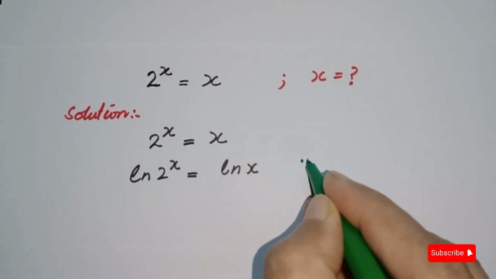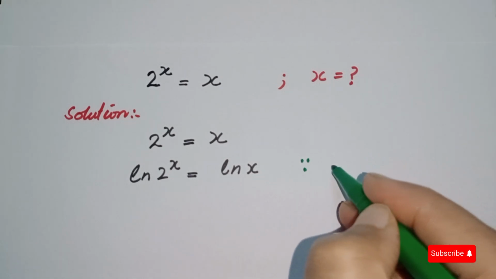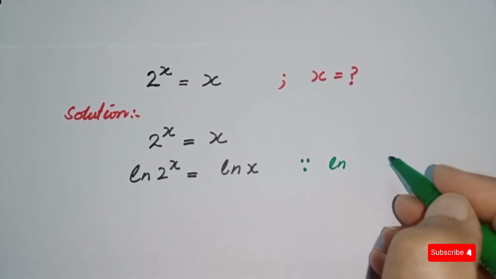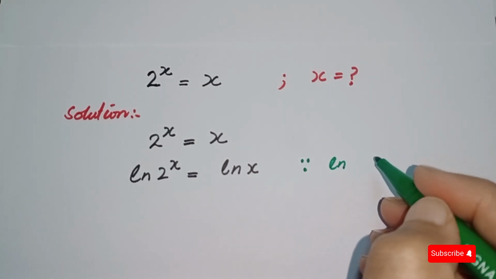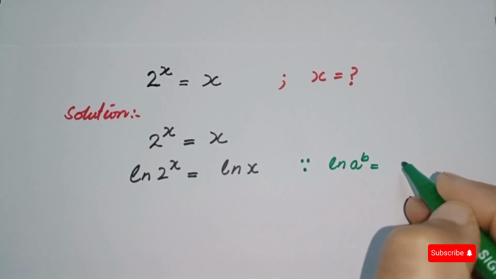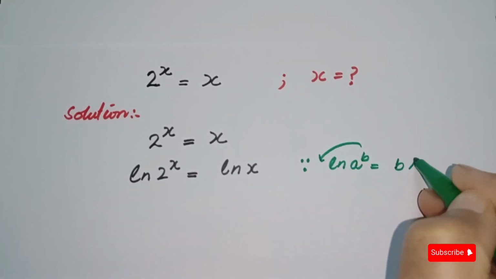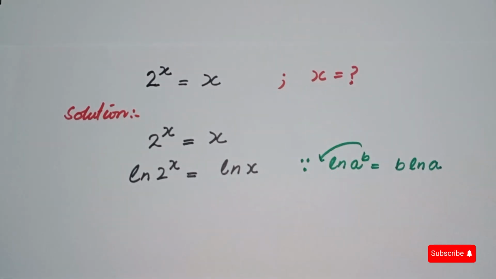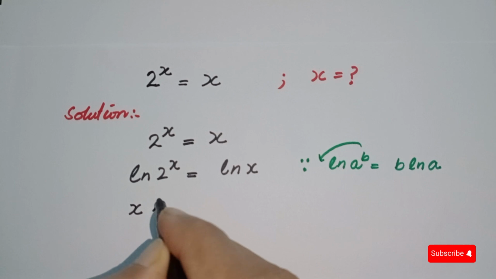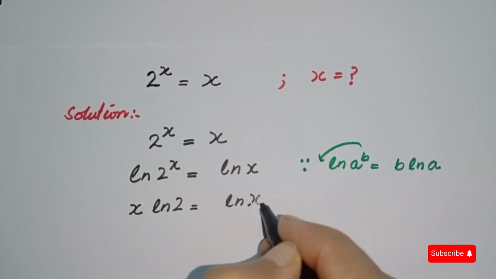So here, natural log of a to the power b, then we can write this b will shift here. So we will write b times ln a. Here we will use the same property. We will write x times natural log 2 is equal to natural log x.